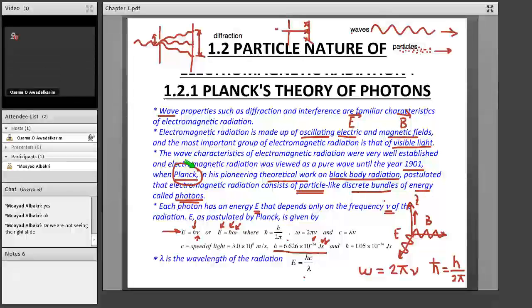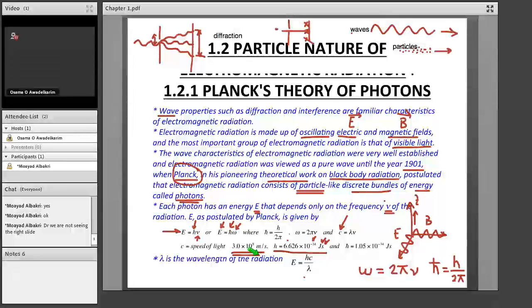We also know from the wave properties of electromagnetic radiation that electromagnetic radiation always propagates as a wave with a velocity c, which is the velocity of light. Light is part of the electromagnetic radiation, and the speed of light is 3 times 10 to the 8 meters per second. This is a huge, huge speed.